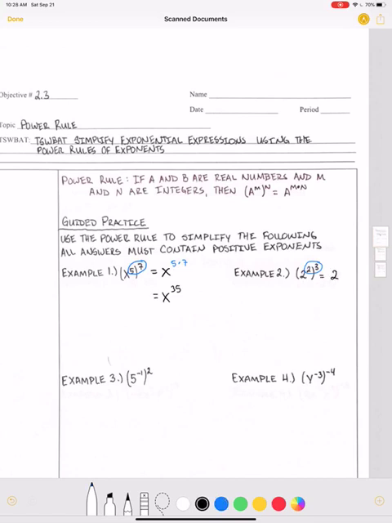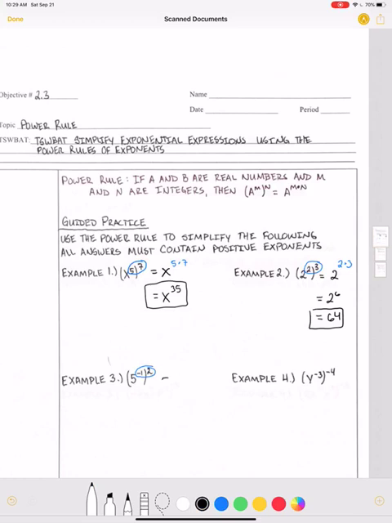So I have 2 to the 2 times 3 power, which is going to be 2 to the power of 6, which is 64. In example 3, I have 5 to the negative 1 power raised to the power of 2. Same theme here. I'm going to multiply these two numbers together.